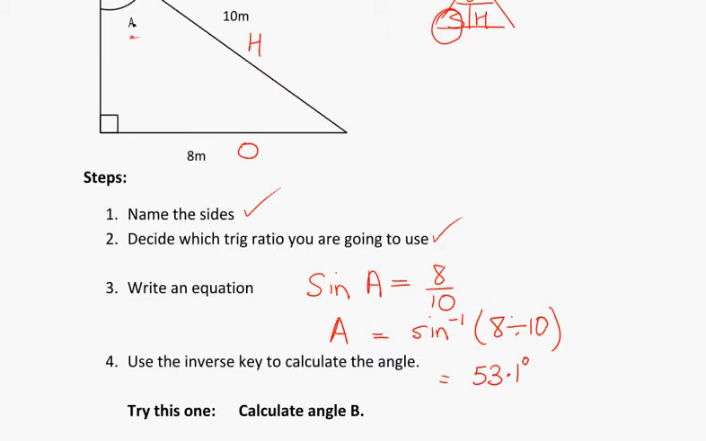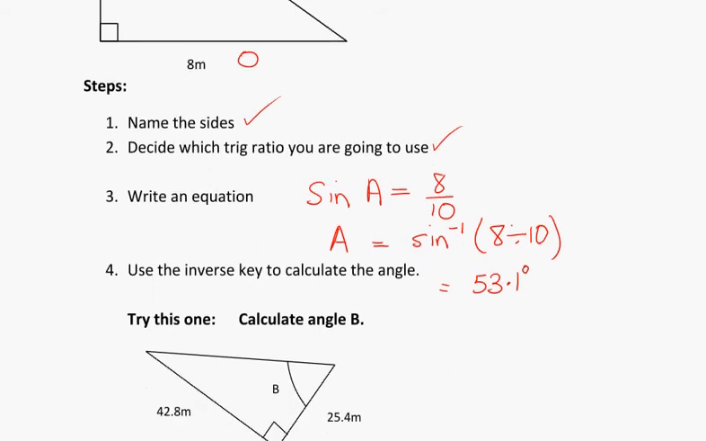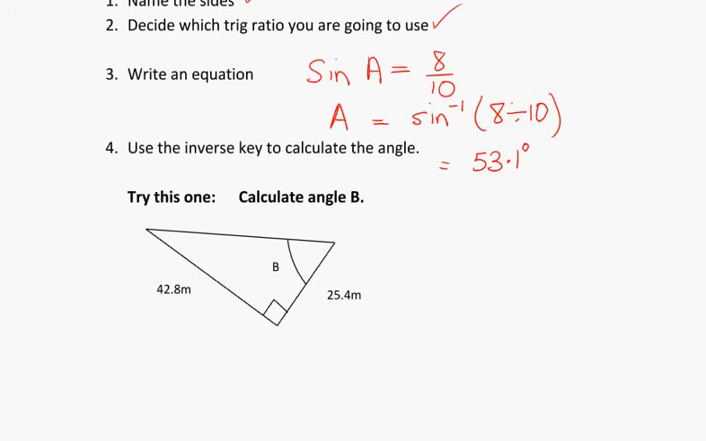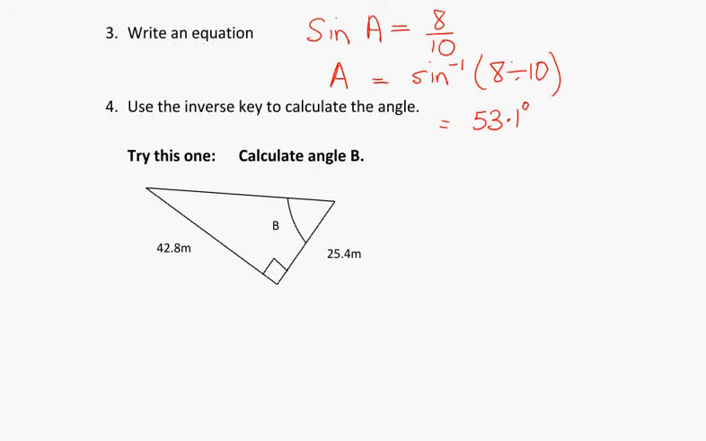Okay, here's one for you to try. Calculate angle B. I've got the triangle there. First thing you're going to do is name the sides. So we have an opposite side. We haven't got the hypotenuse, and so we have an adjacent side. And so the trig ratio we're going to use here, O and A, is the TOA, or the tan trig ratio.